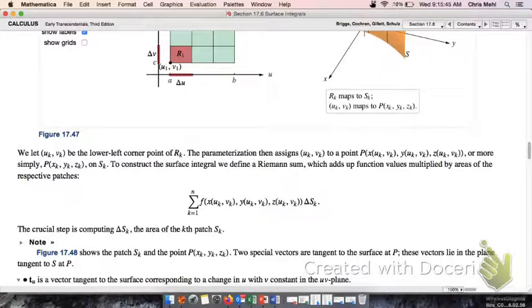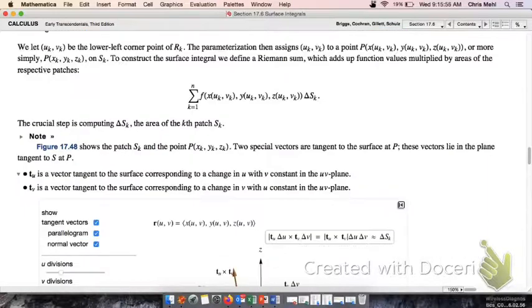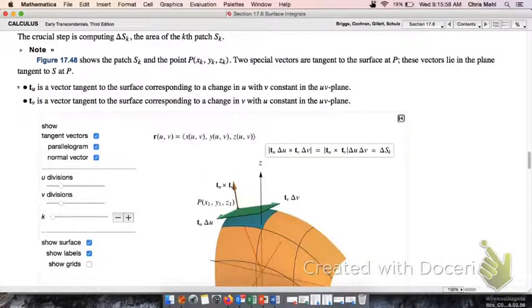So in the case where f equals 1, you would be adding up the area of all of those k patches to approximate the area of the surface. Okay. Now, the idea is I'm going to use little tiny tangent vectors or parallelograms to approximate the area of the kth patch.